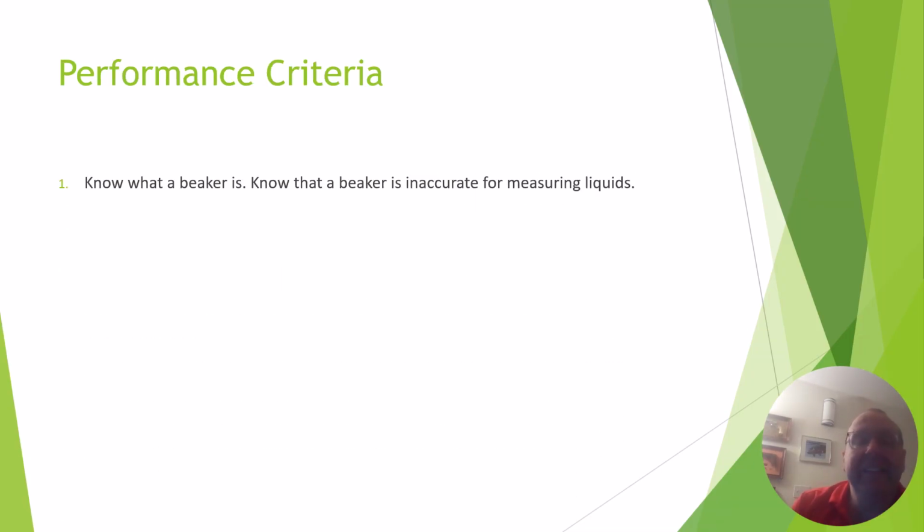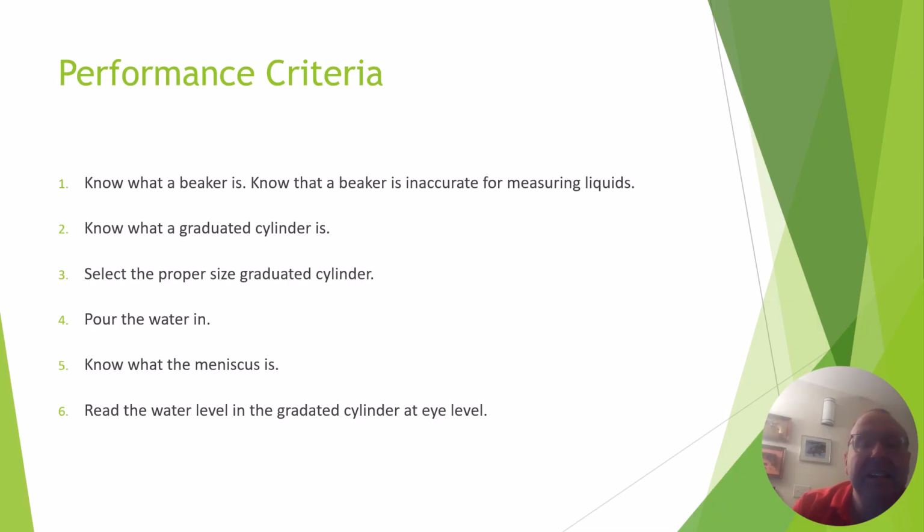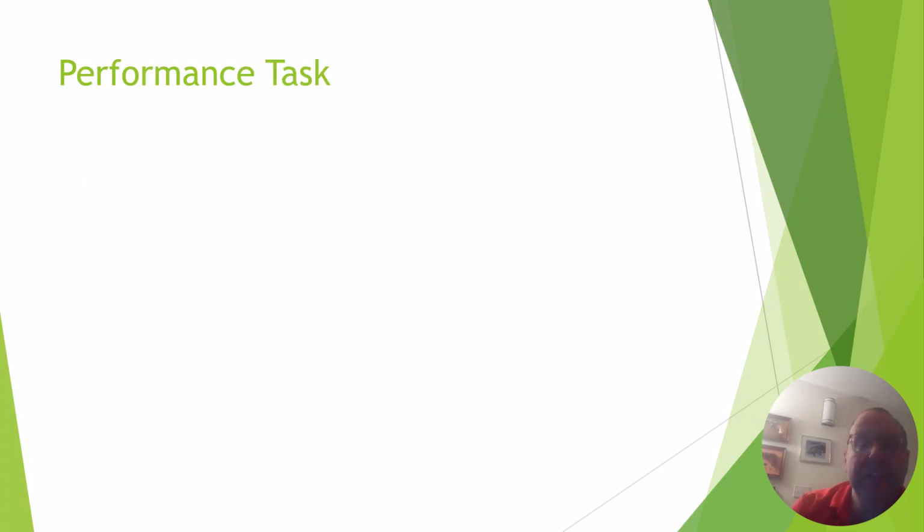Performance and criteria: you know what a beaker is, and you know what a graduated cylinder is. Select the proper size of graduated cylinder, and pour the water in. You know what the meniscus is, which is key to getting an accurate reading in the graduated cylinder. And again, reading at eye level, because if it's read at an angle, you get a wrong measurement.